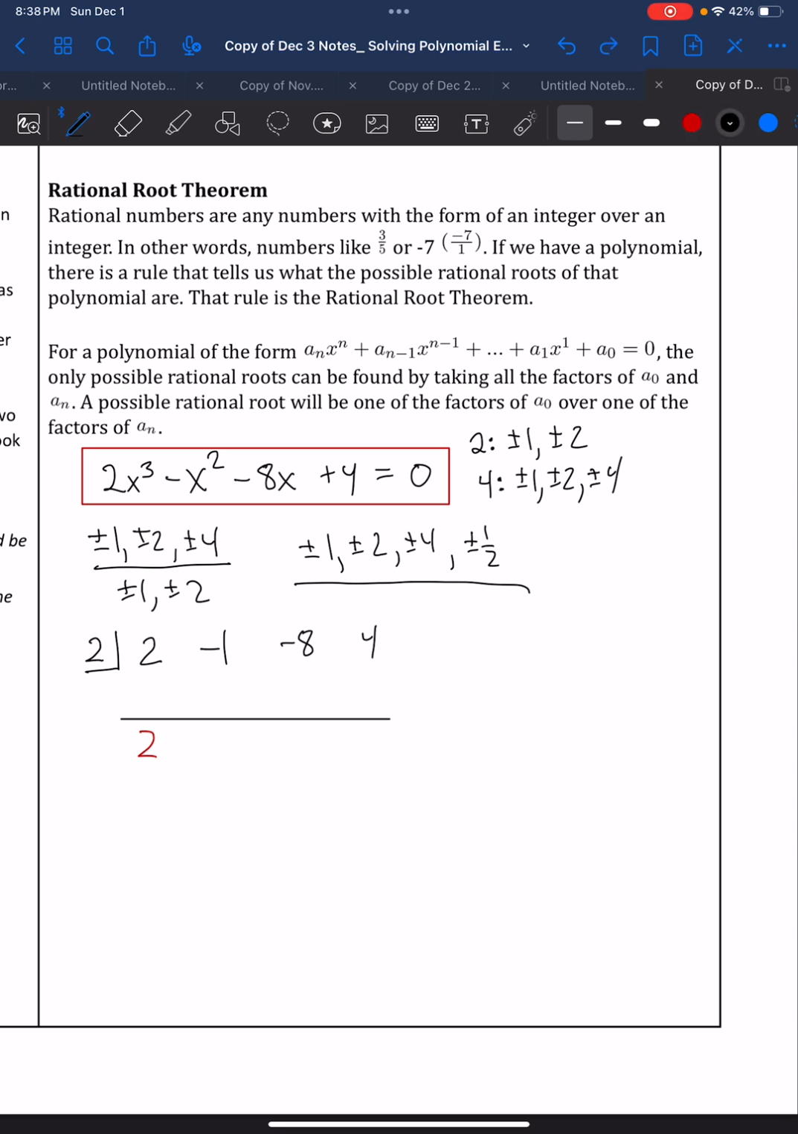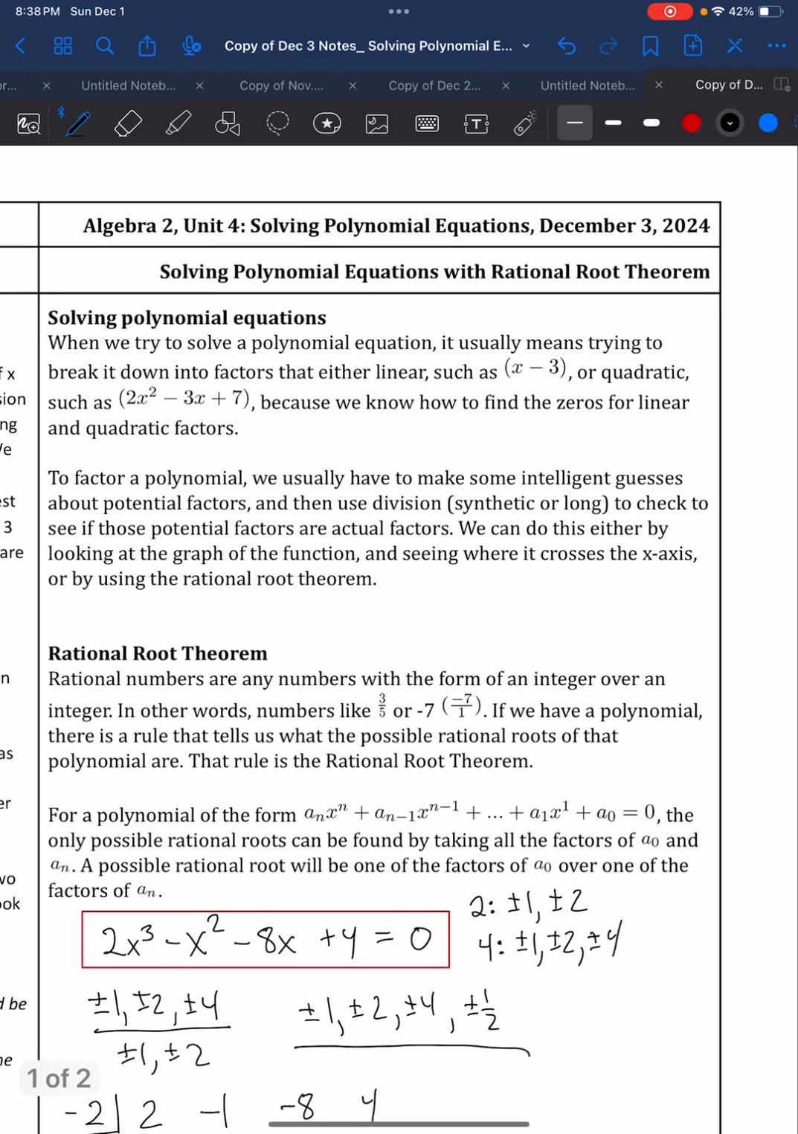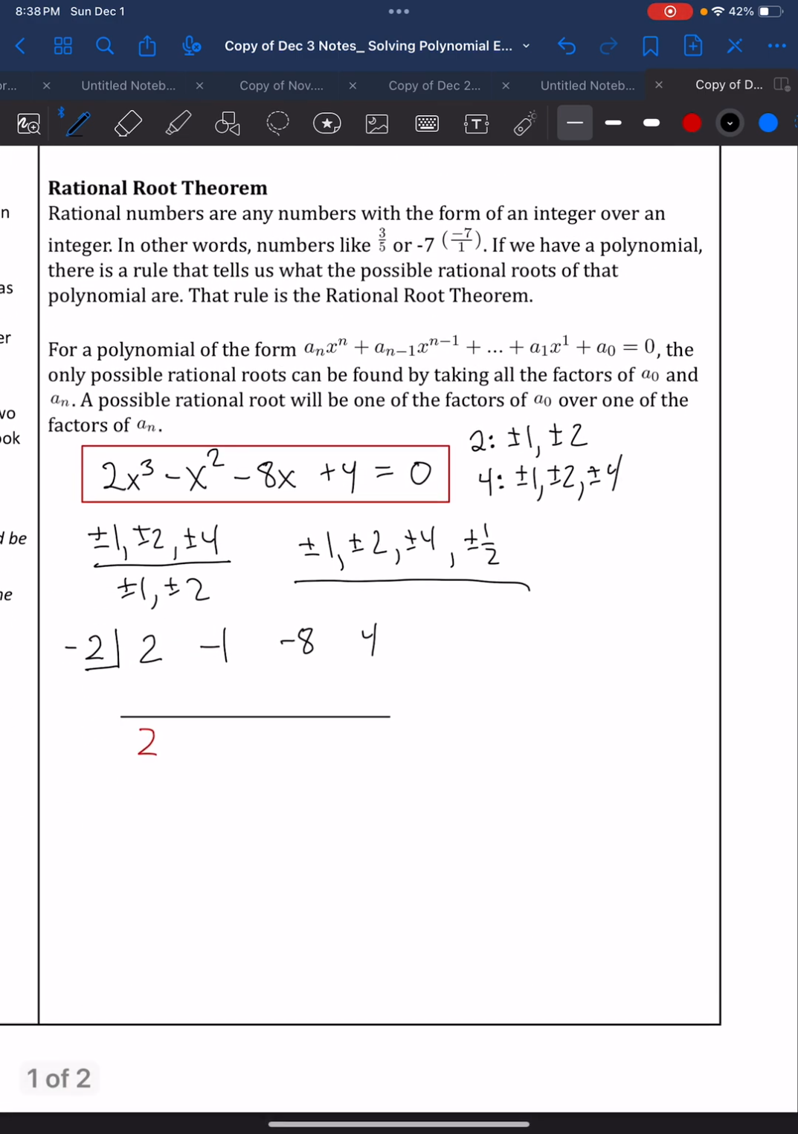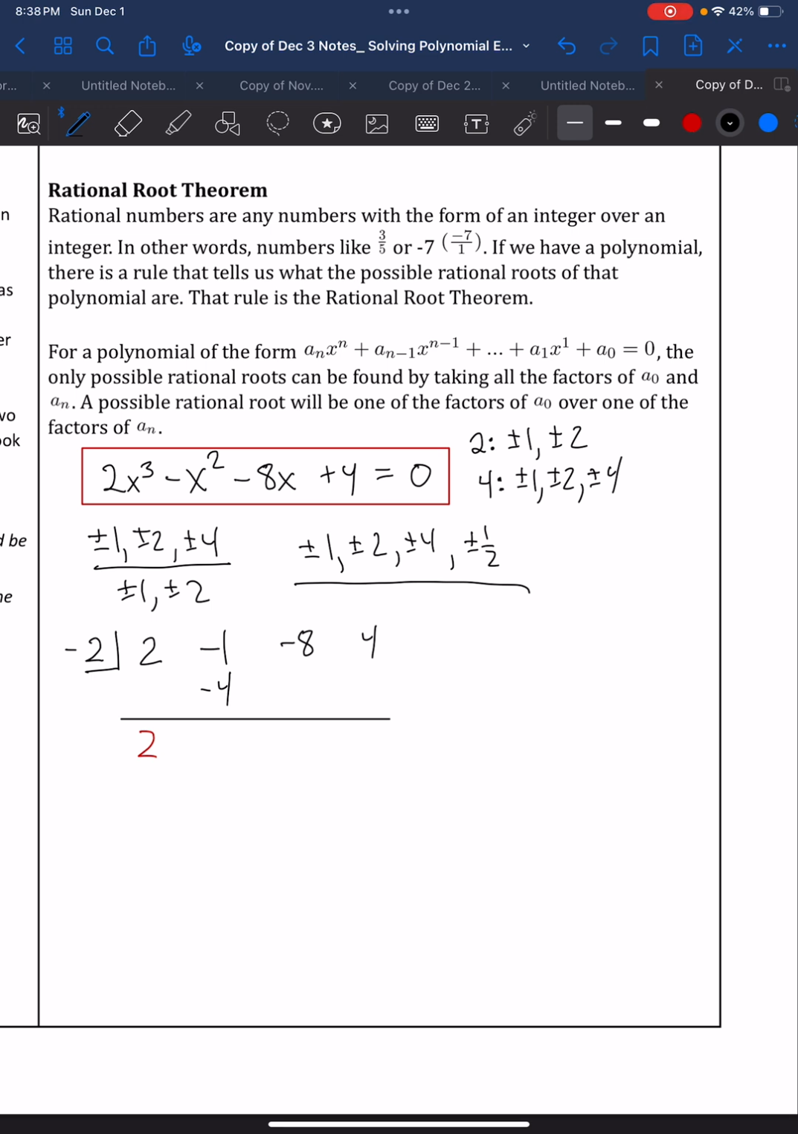Let me backtrack a little bit. We'll try negative 2 there, so we're going to go with a potential factor of x plus 2. So we'll put on the 2. Negative 2 times 2 is negative 4. So we get negative 5 here. And then negative 2 times negative 5 is 10. Whoops. Get 10. We add negative 8 and 10. That gives us 2.